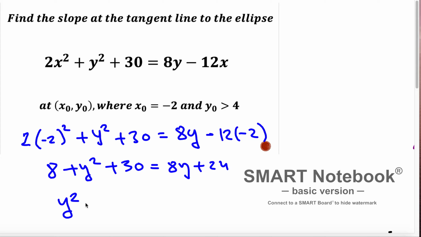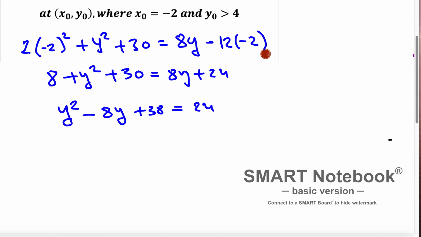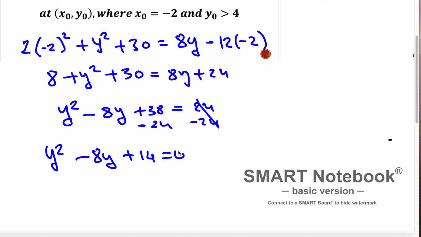So y squared I'm leaving on this side, and this 8y I'm putting on the other side, so I change the sign and it becomes negative 8y. Here I have 38, and on the other side is 24. Since we want to solve this equation, one side has to be 0. So minus 24 on both sides, and y squared minus 8y plus 14 is equal to 0, because 38 minus 24 is 14.